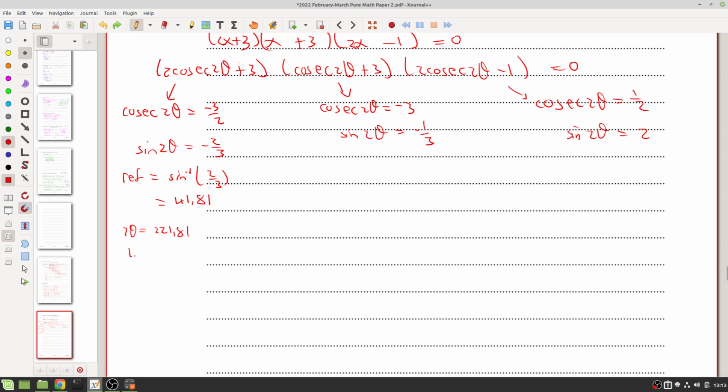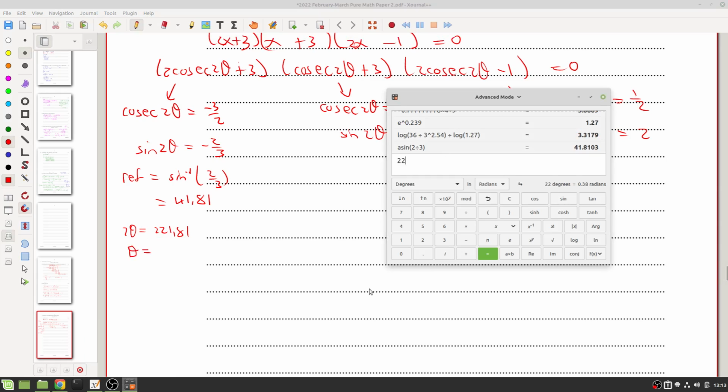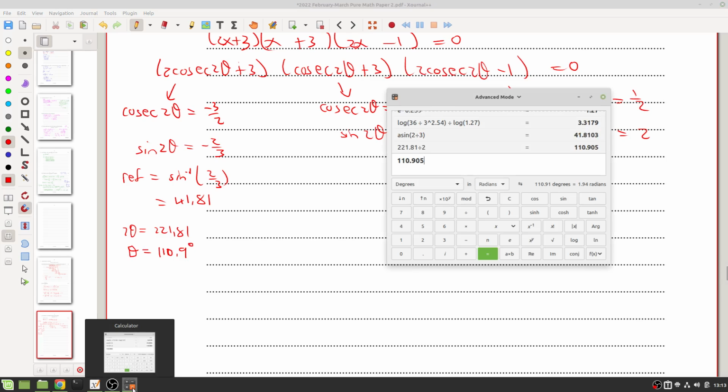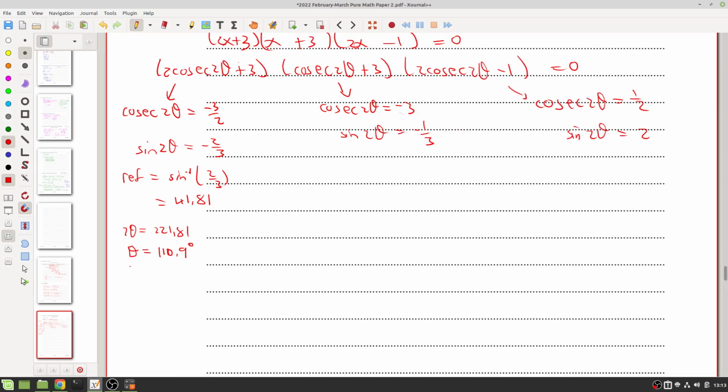And this means then that theta will be equal to, divide that by 2, so 221.81 divided by 2 is 110.9. So 110.9 degrees. Okay? That's right? Yeah, 0.91, but 9 is fine. So that's one solution so far.